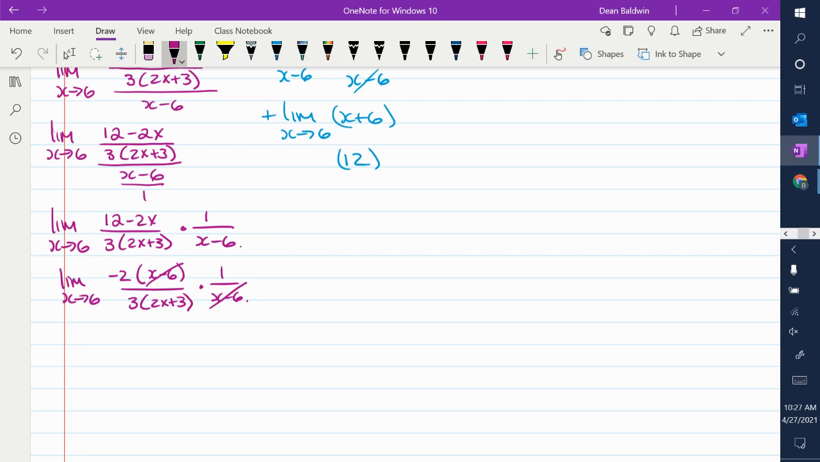And now you can plug in x is equal to 6. So you would get negative 2 over 6 times 2 is 12, plus 3 is 15. 15 and 3 is 45. So that limit equals 45.